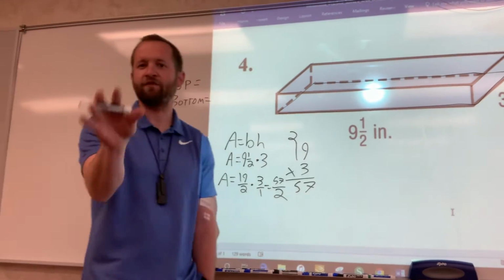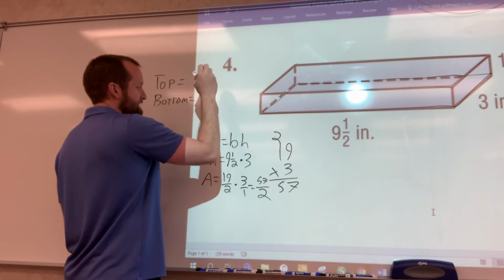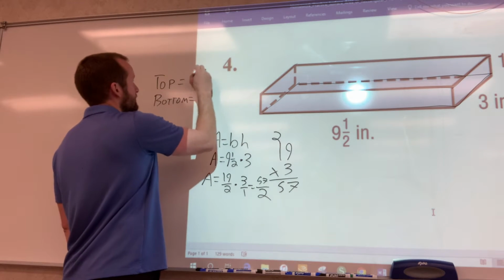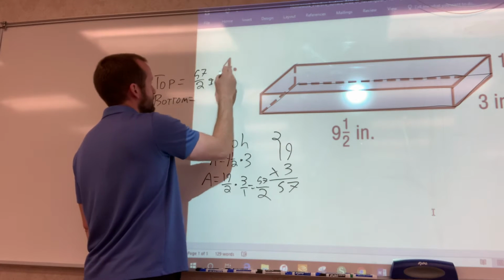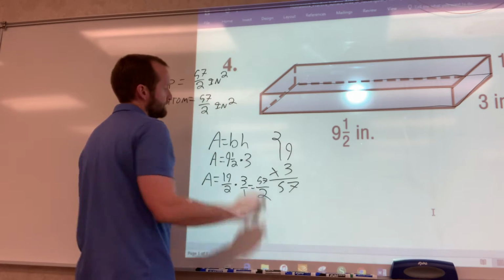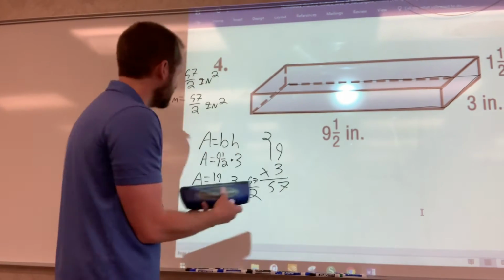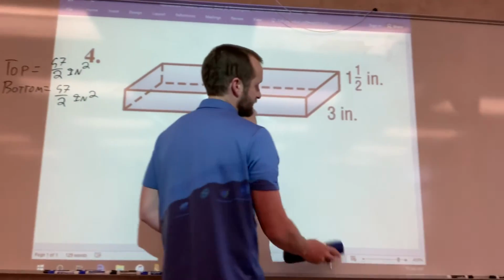We can just leave this as a fraction for right now. That'll be fine. So the top is 57 halves. What is our unit? Inches squared. And so is our bottom. 57 halves, inches squared. Okay? So we found the area of the top. We found the area of the bottom. Now we've got 4 more faces to do.